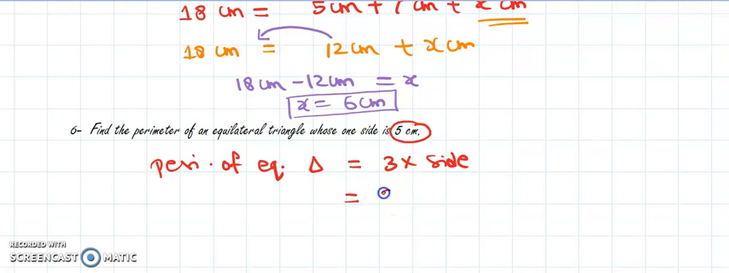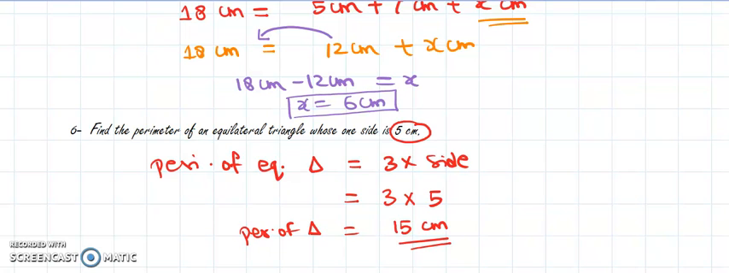So nothing we have to do is that you have to just put in the place of side as 5. So as you will multiply, 3 into 5 will become 15 centimeter. That's the answer for the perimeter of an equilateral triangle. I hope you all have understood all the questions which are regarding the area and the perimeter of an equilateral triangle or a simple triangle.